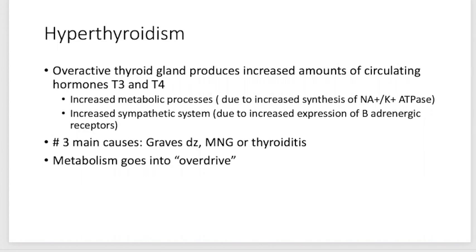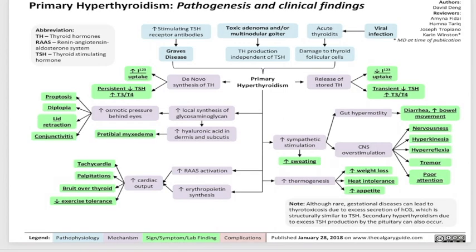Three main causes of hyperthyroidism are Graves' disease, multinodular goiter, and thyroiditis. Basically, metabolism goes into overdrive. Here are these three causes. Okay, so we have number one, which is Graves' disease. This is autoimmune and usually the most likely cause of it. Number two is a toxic adenoma or multinodular goiter. Number three is acute thyroiditis.